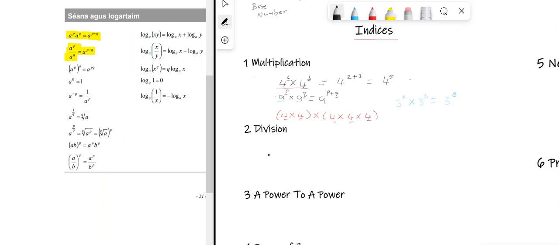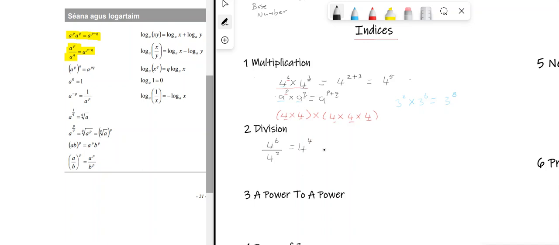Imagine we had, let's say, 4 to the power of 6, and we are dividing that by 4 to the power of 2. What that's going to be equal to is 6 minus 2, which is going to be equal to 4 to the power of 4. That's what this rule means. When you're dividing two indices that have the same base number, and remember they have to have the same base number in order for this rule to apply, all we do is subtract the powers. And this is what it looks like.